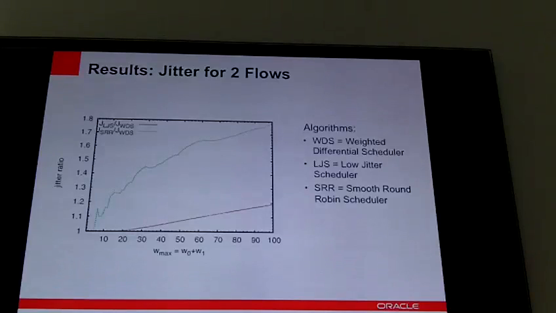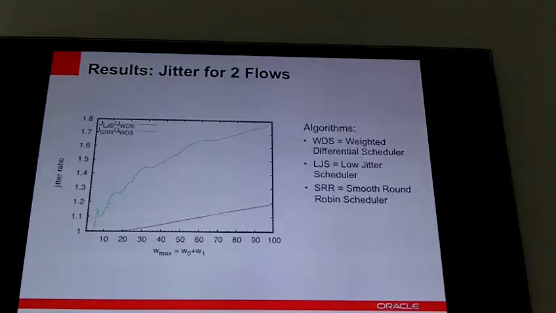So the results for two flows look as follows. I'm using the same graph again that I've shown before for the related work. Here I'm looking at three algorithms: our new algorithm, WDS, our previous algorithm, LJS, and SRR. The green graph compares the jitter ratio for SRR and WDS, and the red graph is the jitter ratio for LJS and WDS.